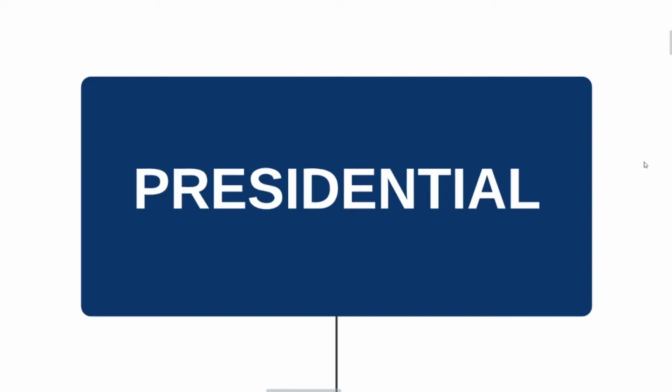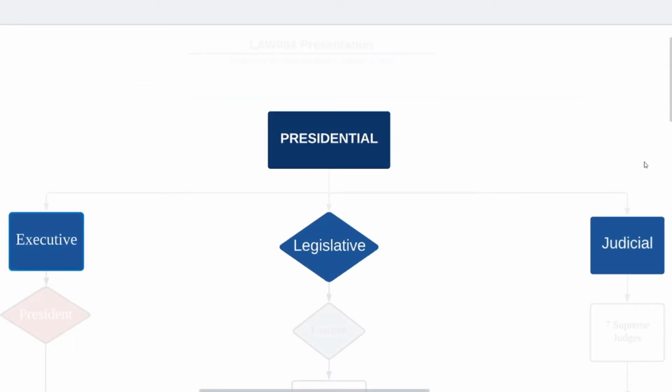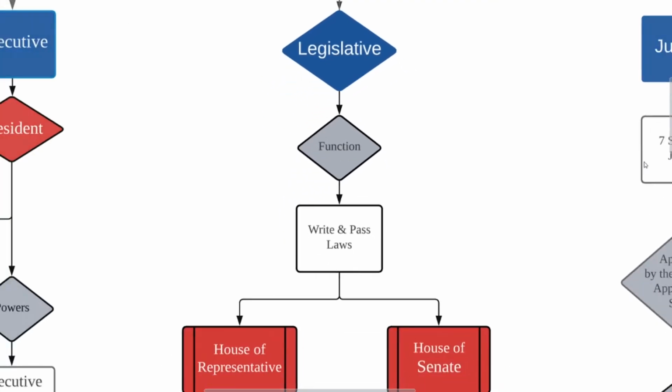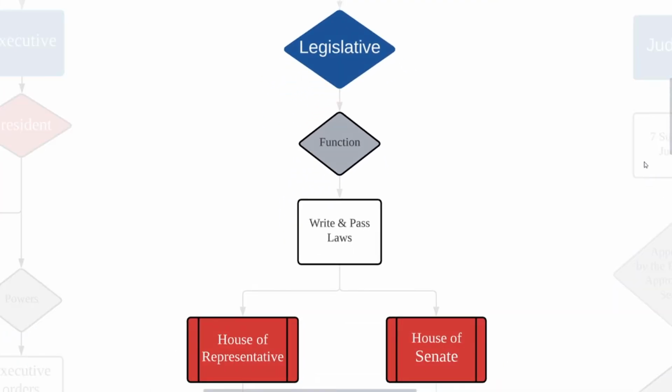For the formation of government, in our presidential government system, there will be three main branches of government. That is, the legislative branch, the executive branch, and the judicial branch. The legislative branch, whose main purpose is to write and pass the laws that govern the country, is made up of two houses, the House of Representatives and the House of Senate.